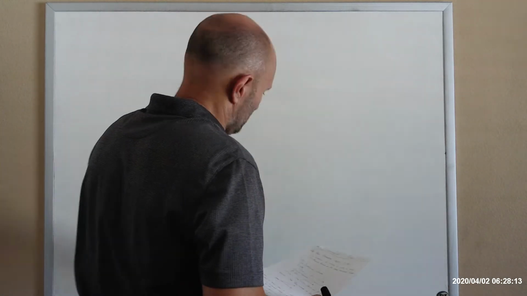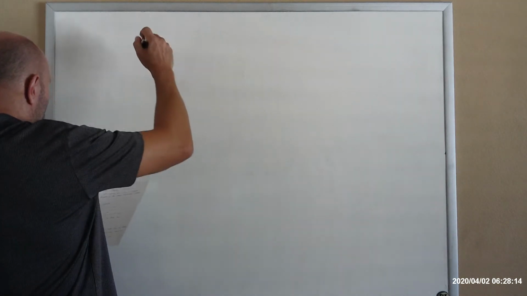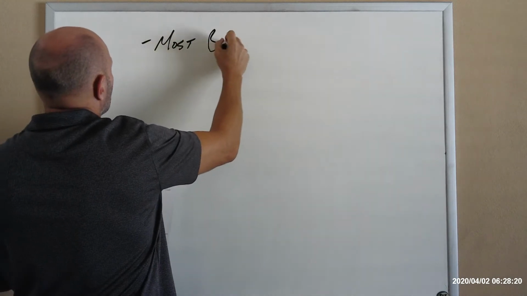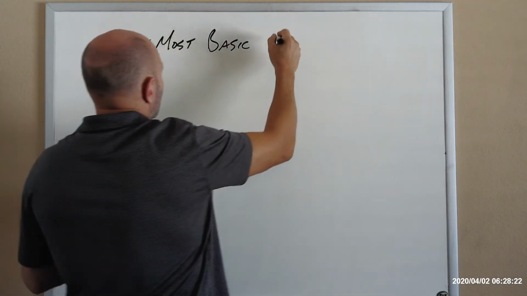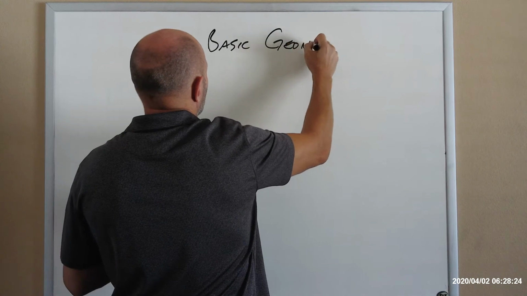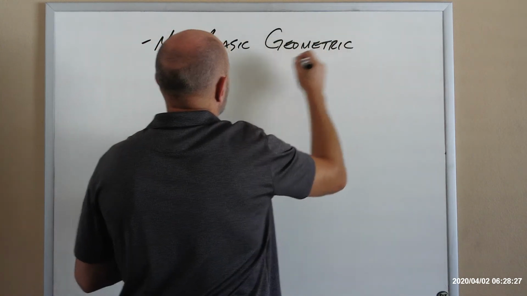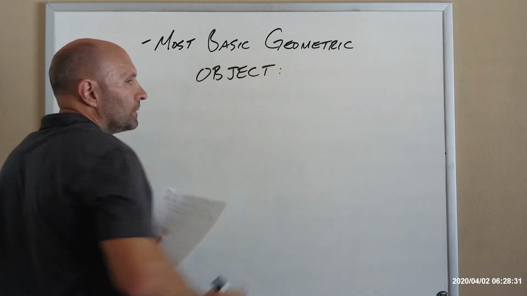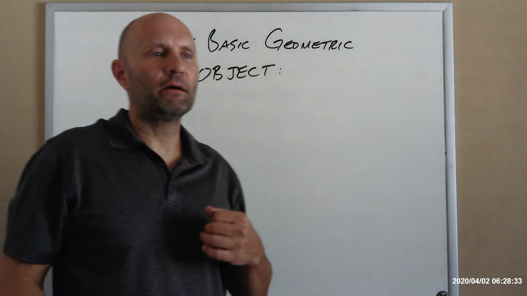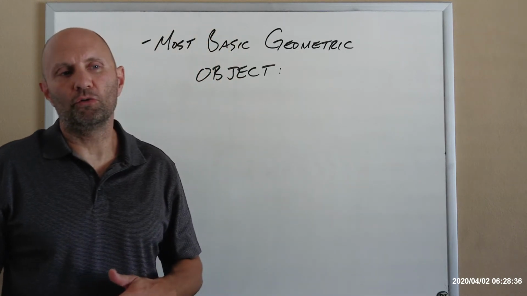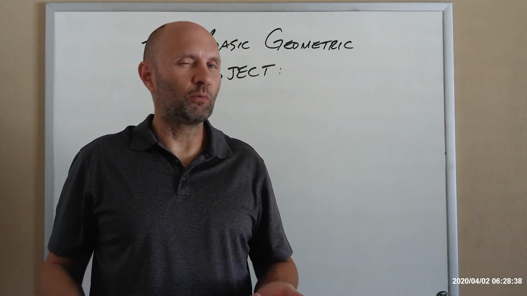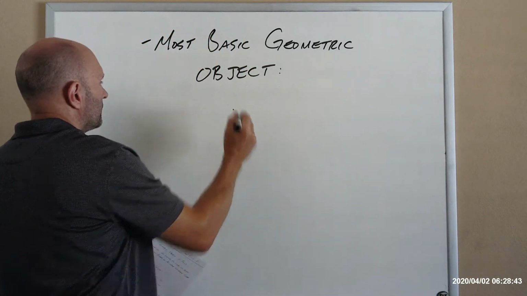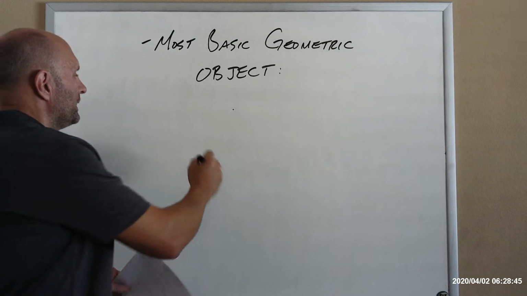So, this is on geometry. Let's talk about the most basic geometric object. And what do you guys think this might be? So you have what? You have squares, you have circles, you have lines. So what do we think it is? It's none of those. It's actually that right there, a point.